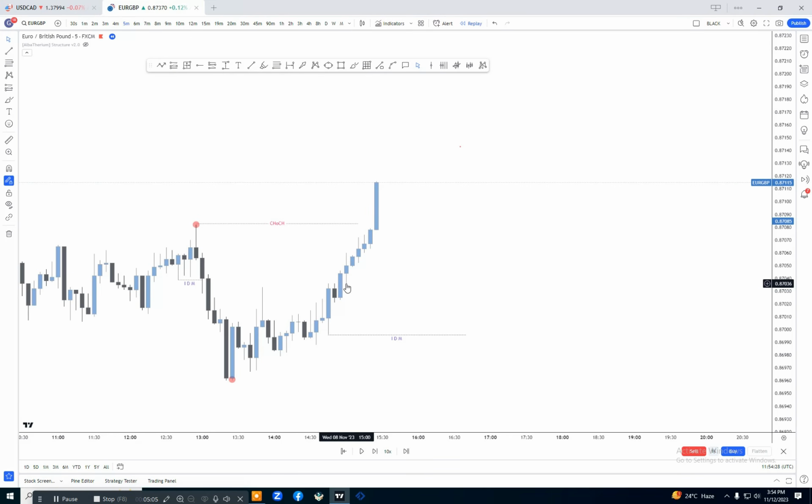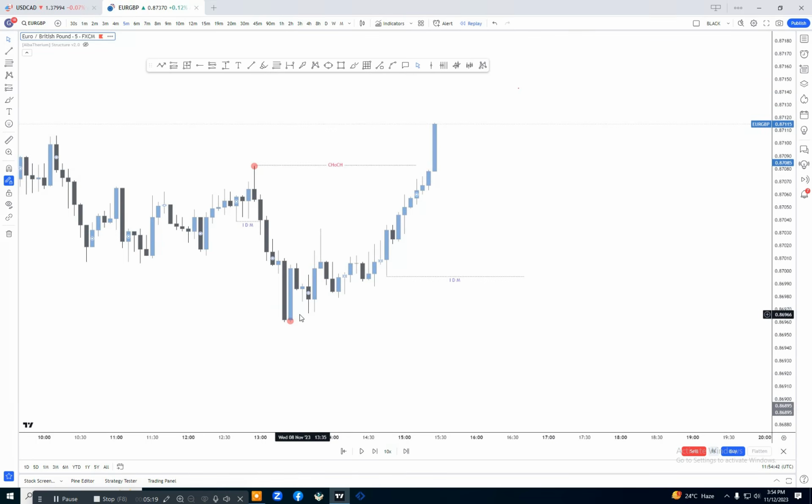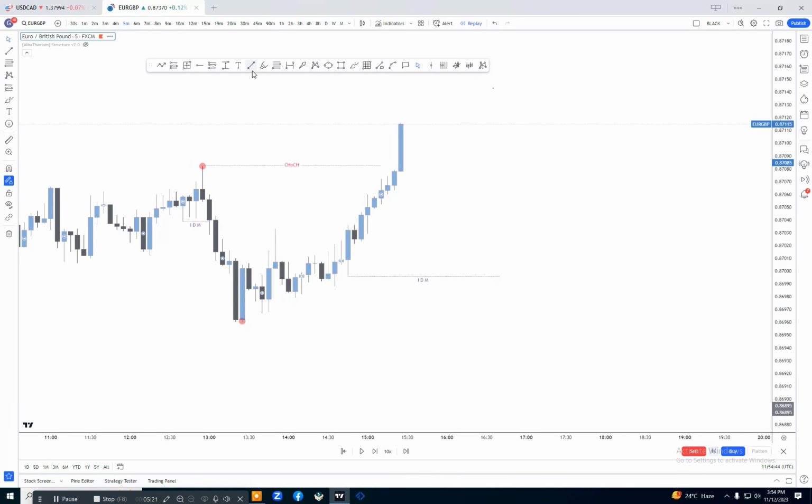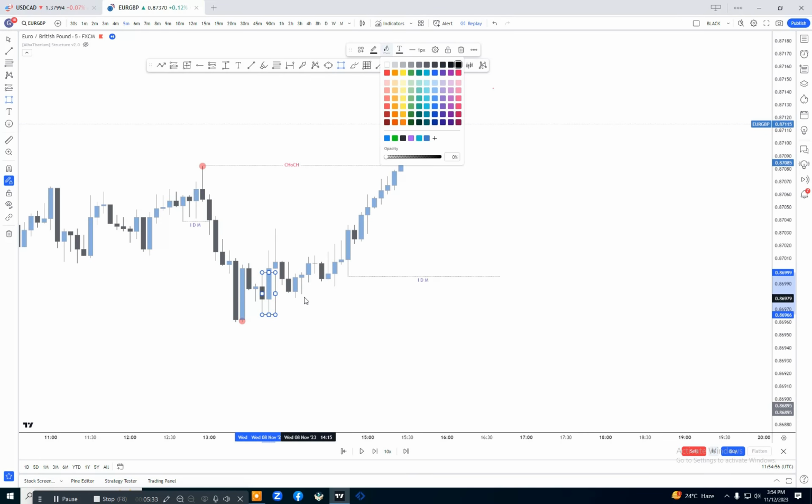Remember one thing, as I told in my previous videos, candle color does not matter to mark our inducement. And one more thing, the latest pullback will act as our inducement. Like if we see here, if we continue to mark our pullbacks from this point, this candle was our first pullback. Let me mark this one like that. This was our first pullback.